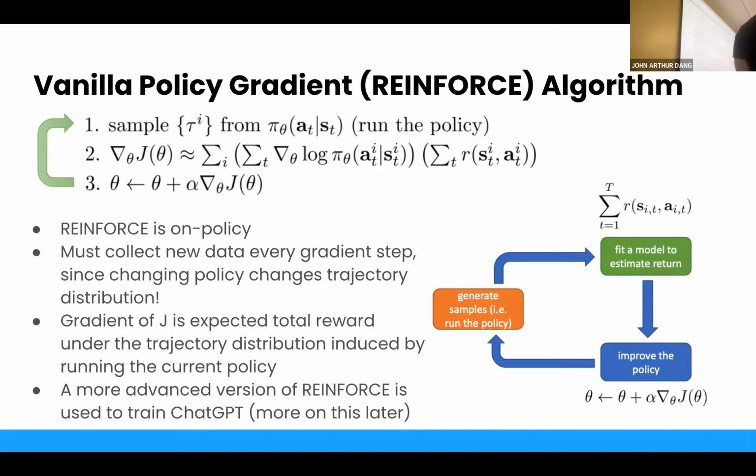Another thing is, going back to the diagram I had before, we have the generate samples step and the fit a model to estimate return step. Here we're just looking at the sum of total rewards. And then to improve the policy, we're computing a term that's a function of the rewards we got in our trajectory, and then taking gradient ascent steps for that. A more advanced version of this algorithm called proximal policy optimization is what is used to train ChatGPT. Any questions here about practically running this algorithm?